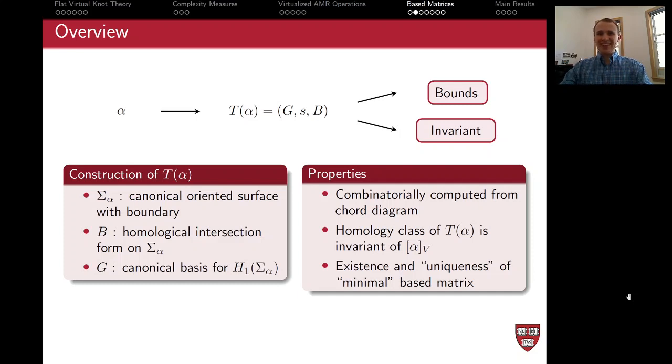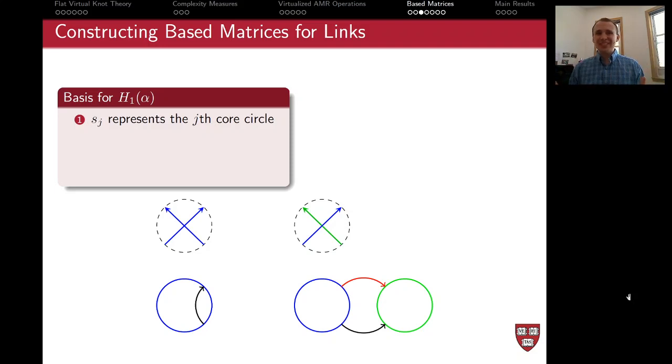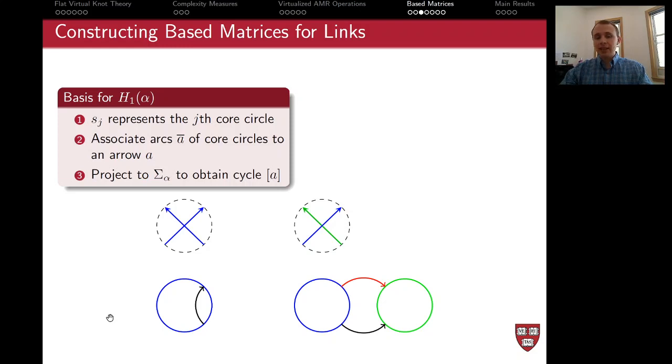So let's start that. To build this basis, we're going to want elements corresponding to each curve on your surface, or each Gauss circle. So for instance, if we just take this blue component, that corresponds to a loop in your canonical surface. And we want to keep track of that. There's a lot of information there that's useful to hold on to. But then for every other arrow, we want to associate arcs of your Gauss circle, which then project to cycles in homology in your canonical surface.